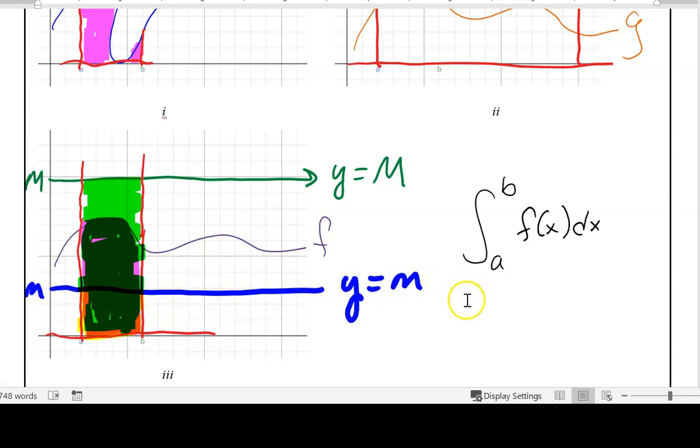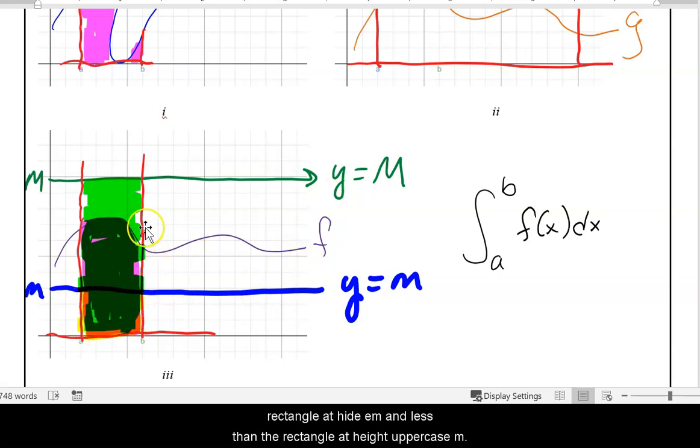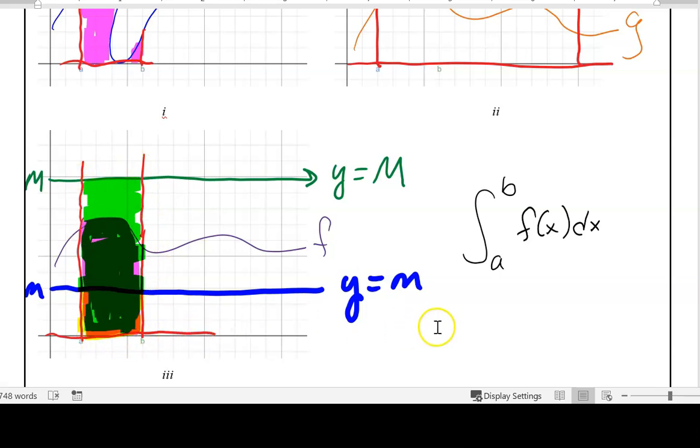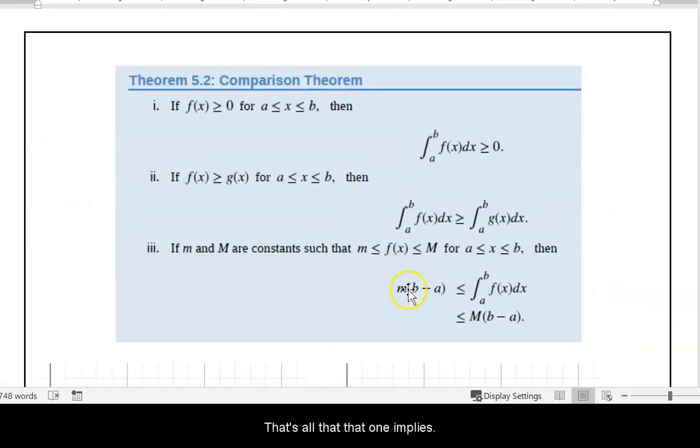That's all it's saying, that the area under the function has to be greater than the rectangle at height m and less than the rectangle at height uppercase M. That's all that one implies.